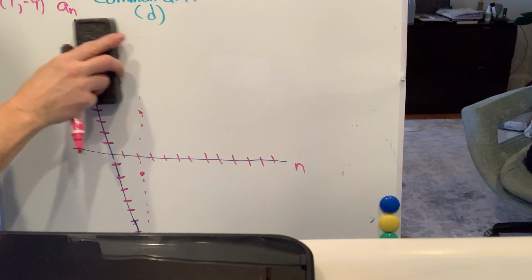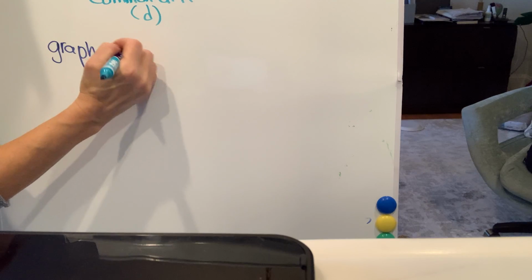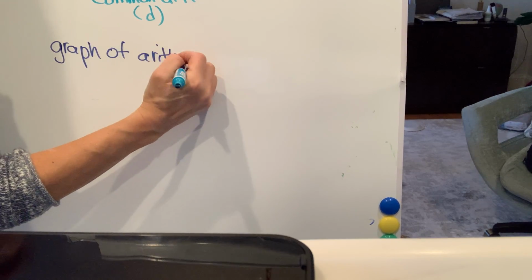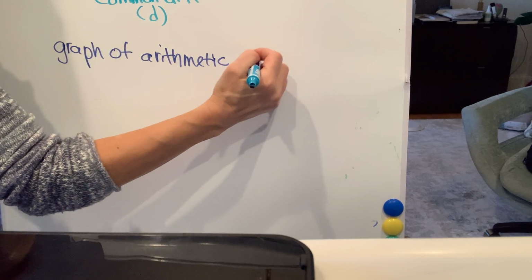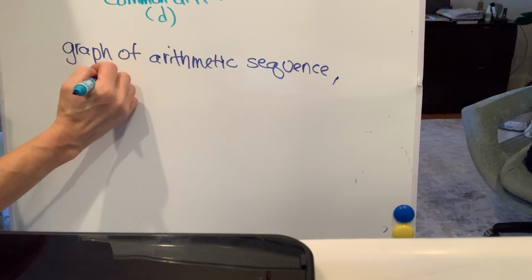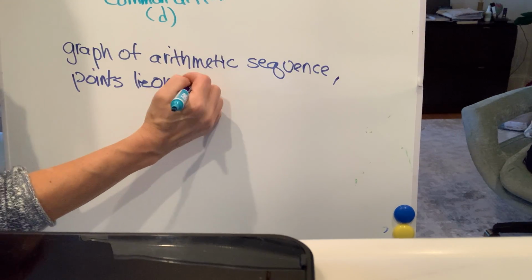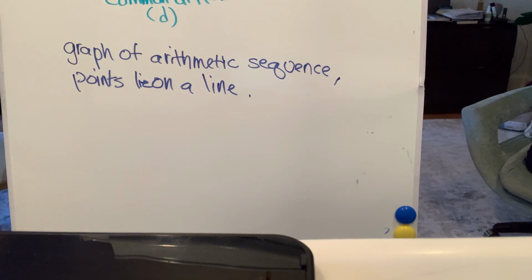So you want to remember that the graph of an arithmetic sequence, the points lie on a line. Okay?